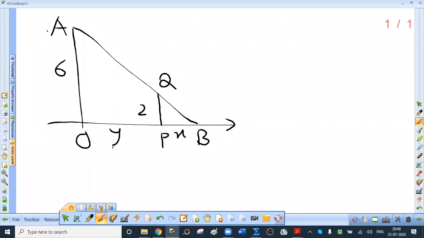Let OA be the lamp post, PQ the man, PB equal to X, his shadow, and OP equal to Y, the distance of the man from the lamppost at time t.